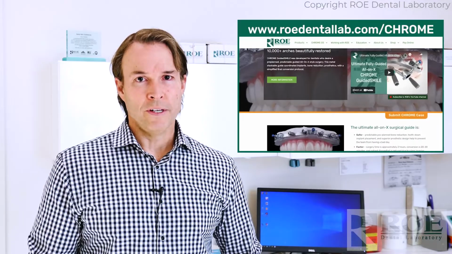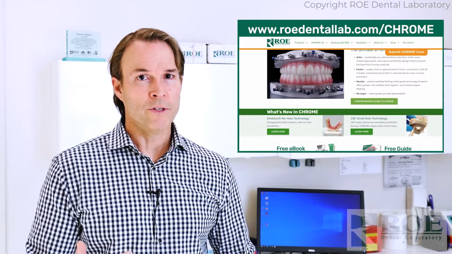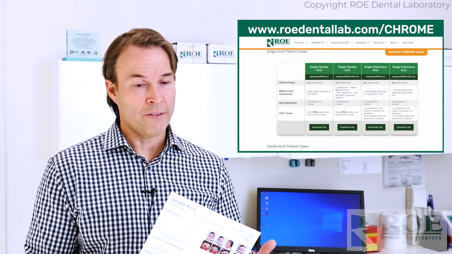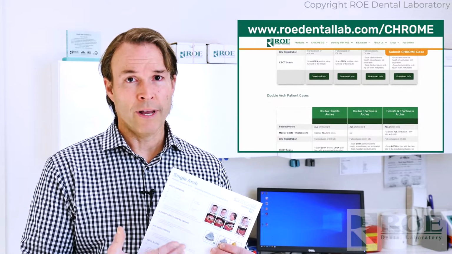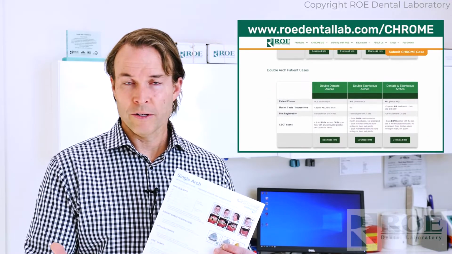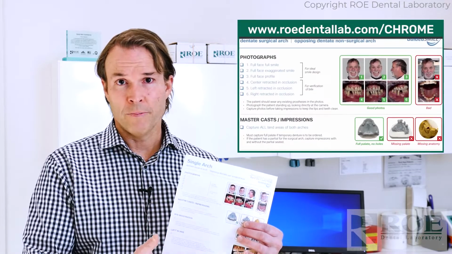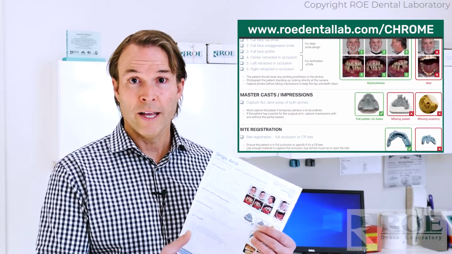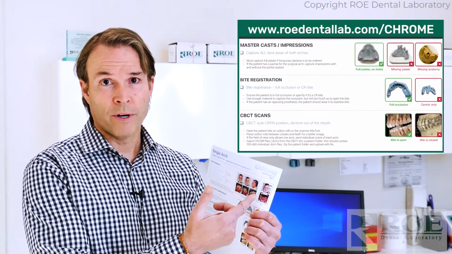In addition to this video, we also have a very robust, helpful website for you to print off, among other things, our records. We have record checklists for every situation. Single arch, double arch, edentulous, double edentulous, etc. It's a checklist that just spells out exactly the records we need. And on every single one of these checklists is the grouping of the photographs that we require for Chrome.